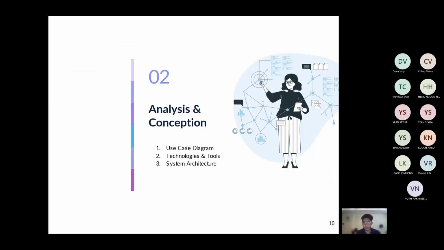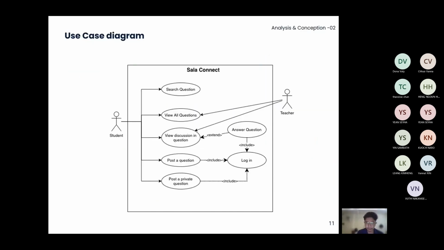Moving on to the next part, analysis and conception. In the picture on the slide, you can see the use case diagram for Salah Connect overall, both version 1 and version 2. There are two main actors here, students and teachers. Students can search for questions, review all questions, view discussions, which means viewing the detail, and they can also post a question and post a private question.